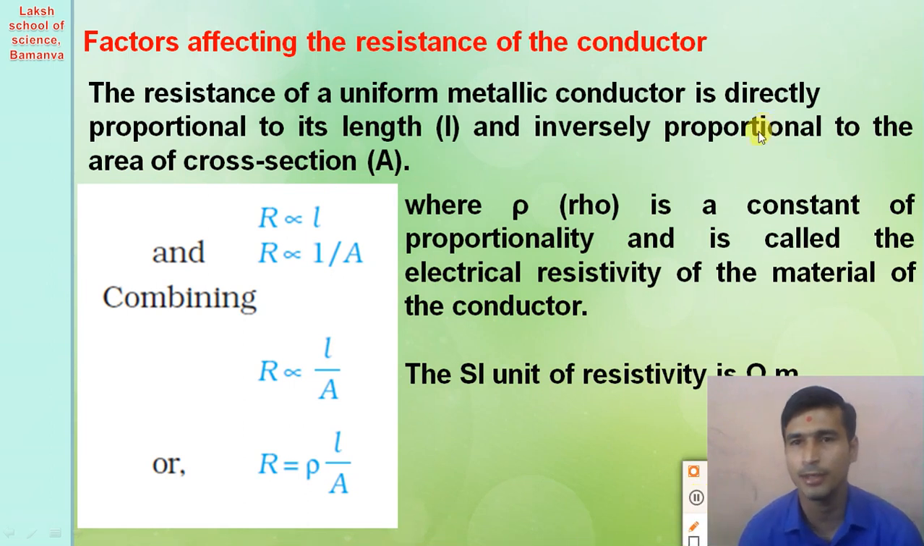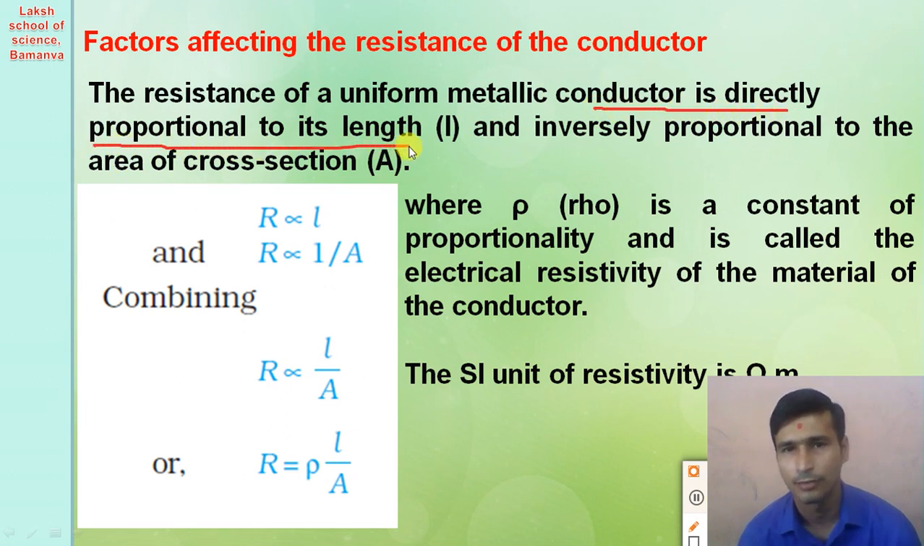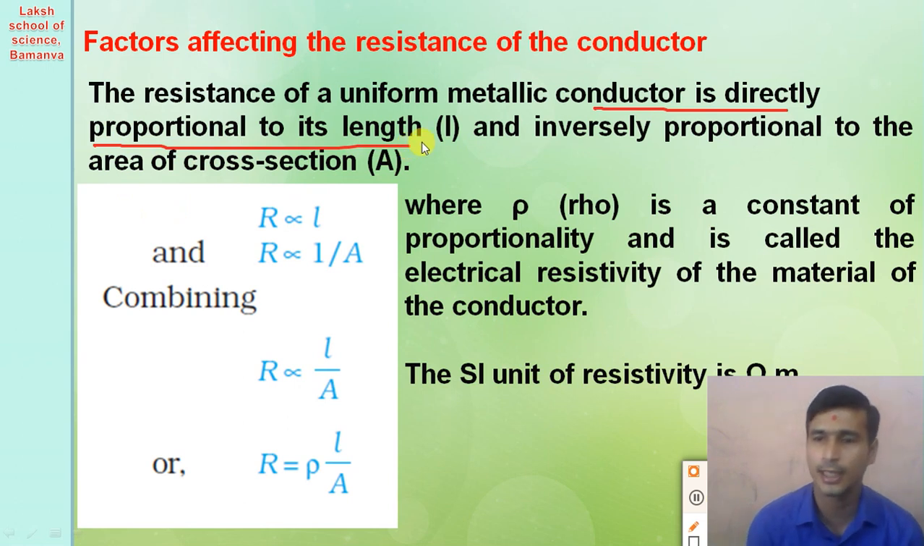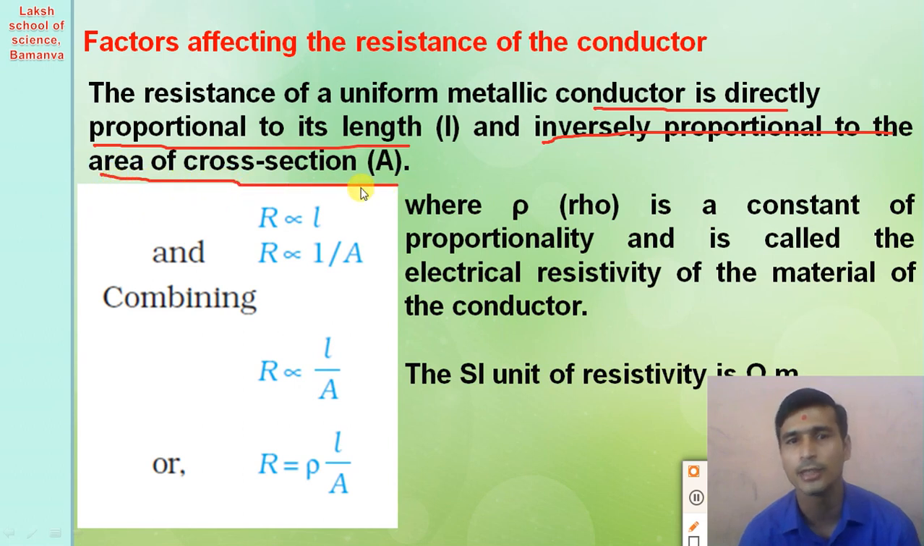So from the above activity we can state that the resistance of the conductor is directly proportional to the length of the conductor. What do you mean by this? As the length of the conductor increases, the resistance of the conductor increases, and it is inversely proportional to the cross section area of the conductor. So as the cross section area of the conductor increases, the resistance decreases.